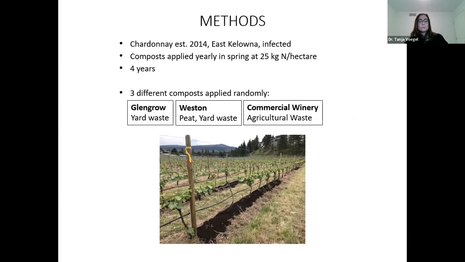And we've used three different composts. The first one is Glen Grow that was donated by the city of Kelowna, and that's mostly composed of yard waste, so green clippings, grass. And the second one was Western Compost that was donated by Superior Peat out of Penticton. That has yard waste, but also a peat component. And then the third compost was commercial winery compost, and that's mostly composed of agricultural waste.